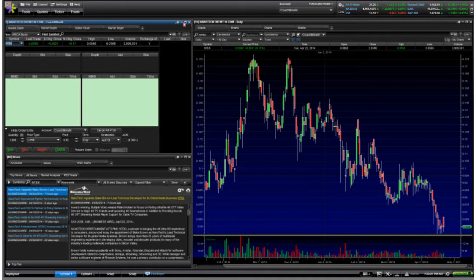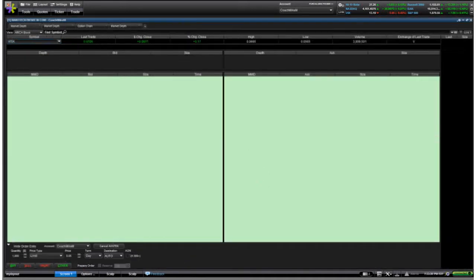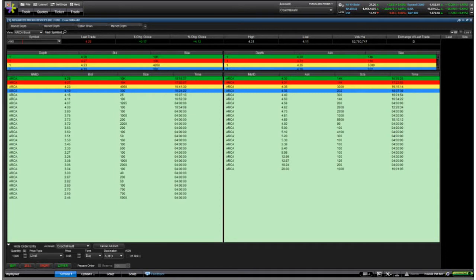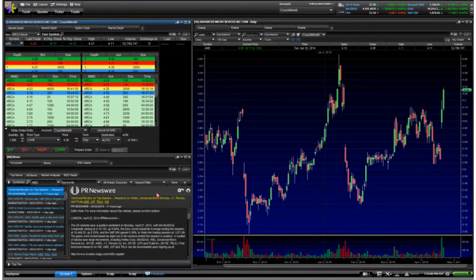E-Trade's market depth tool, this one right here, to talk about buy and sell orders. Okay, so this is just a basic setup on my platform that you're seeing here. And obviously the stock you're looking at right now is AMD.